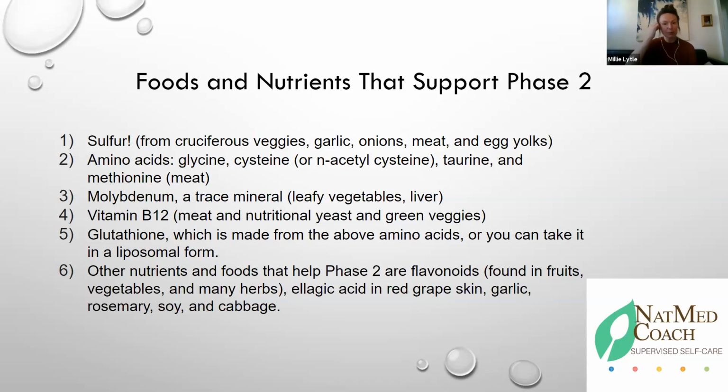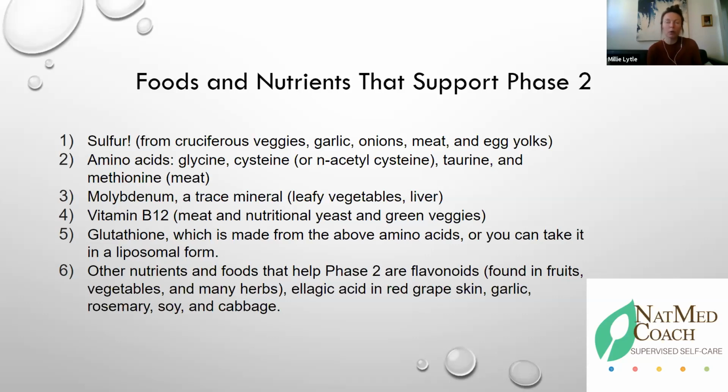Molybdenum, it's a trace mineral. It's found in leafy vegetables. It's found in full spectrum salts, sea salts or Himalayan salts. It's found in spring water. It's found in organ meats like liver. You wouldn't generally take a supplement of molybdenum, but you might find it if you got an organic acids test and you were low in molybdenum. Then you might start supplementing with a very small trace of it, generally measured in micrograms. Vitamin B12, it's found in meat, it's found in nutritional yeast, it's found in green veggies.